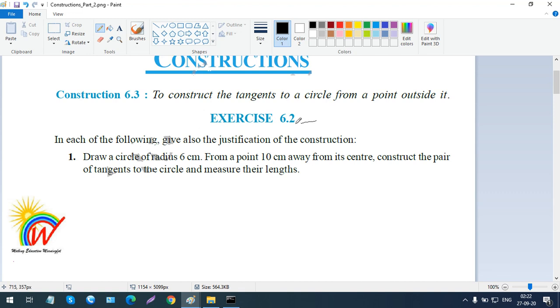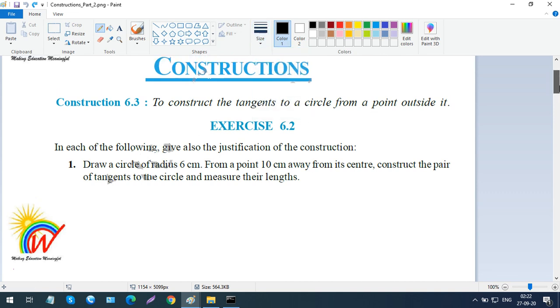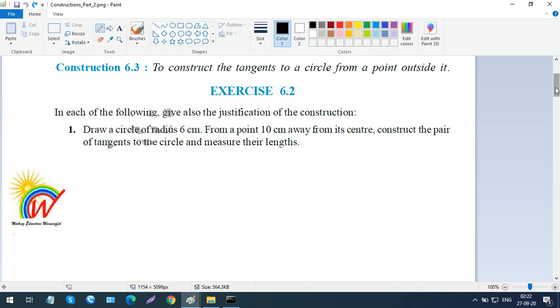So here we are going to learn how to draw the tangents to a circle from a point. Let's say from a point outside a circle. If a point is given outside a circle, how are you going to draw a tangent to the circle from that particular point? So I'm directly going to explain the exercise problem. I'm just going to give you the example of the exercise problem itself.